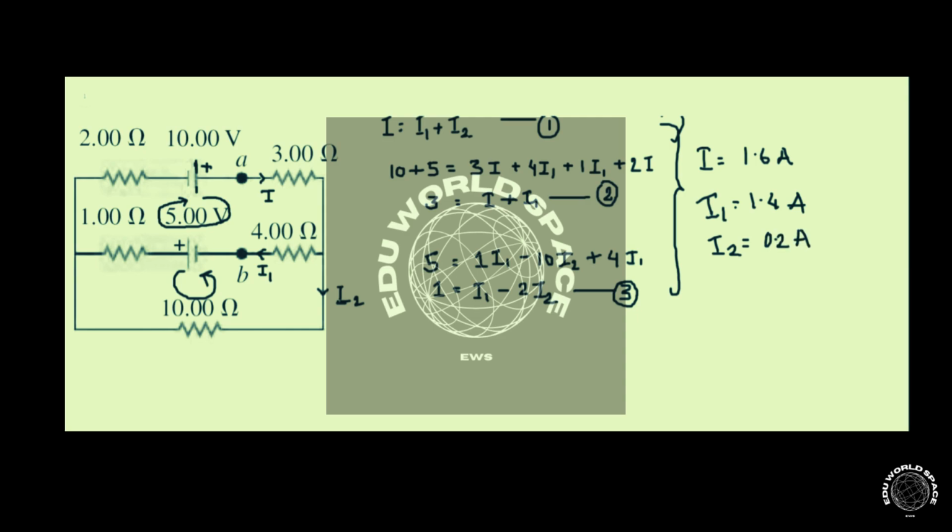Okay, so with this we are done with part A of the question, that is, we found out the current in each branch. Now let's move on to part B, to find out the potential across A, B. To do that, I can use this circuit here.